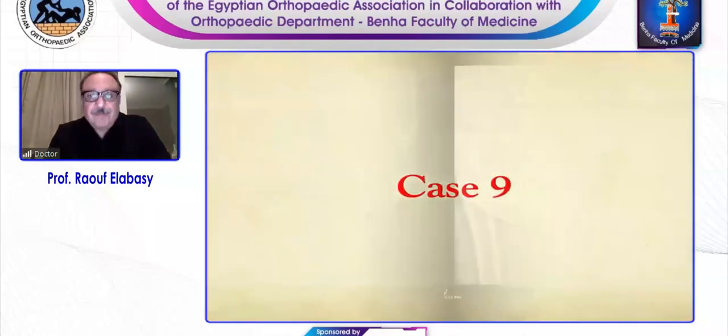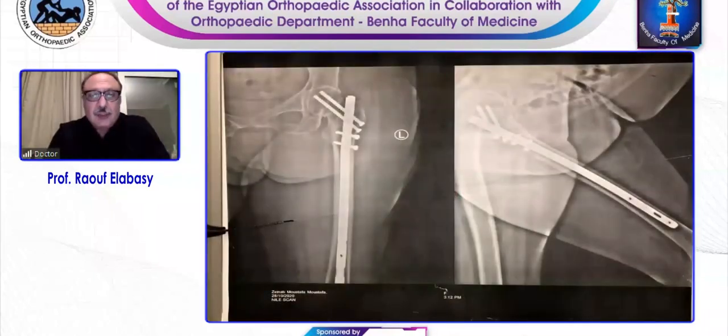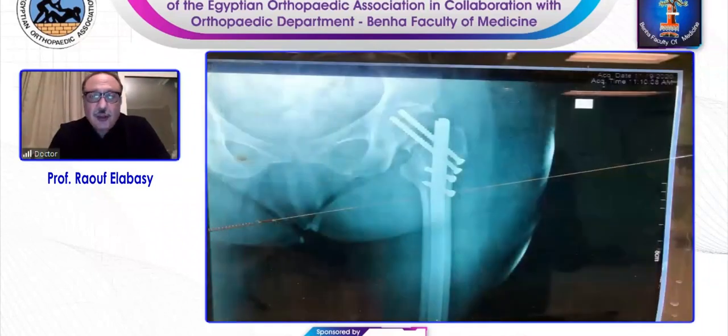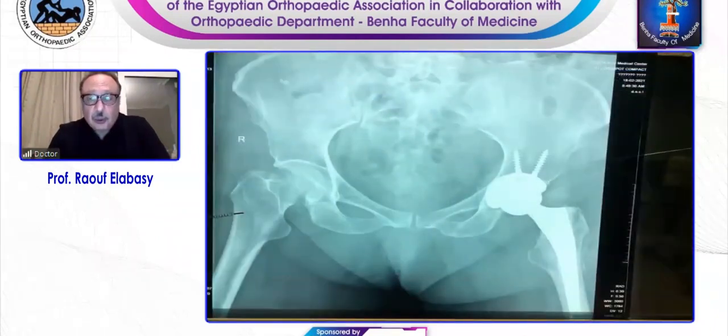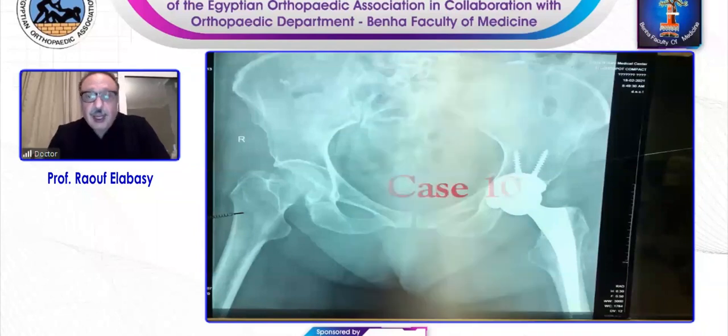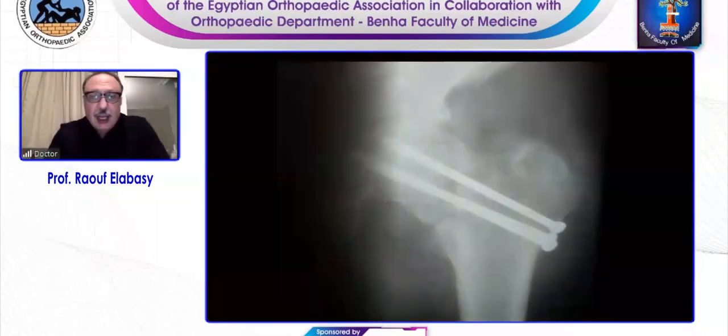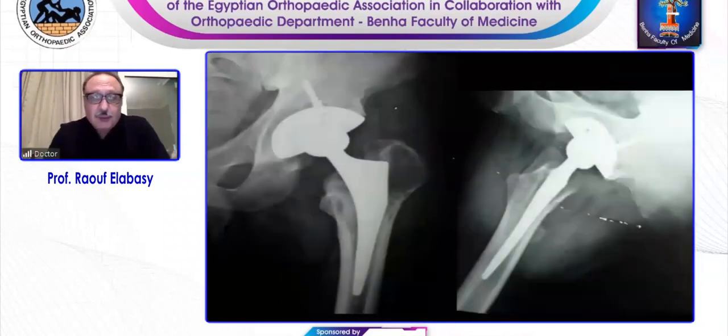Case number 9. Still, this is a transcervical fracture, which was fixed with a nail. Unfortunately, the fracture was non-united. So we took the nail and the 4 locking screws, and we put a cementless total hip replacement. My last case is an old neglected transcervical fracture with avascular necrosis, where a total hip was done.